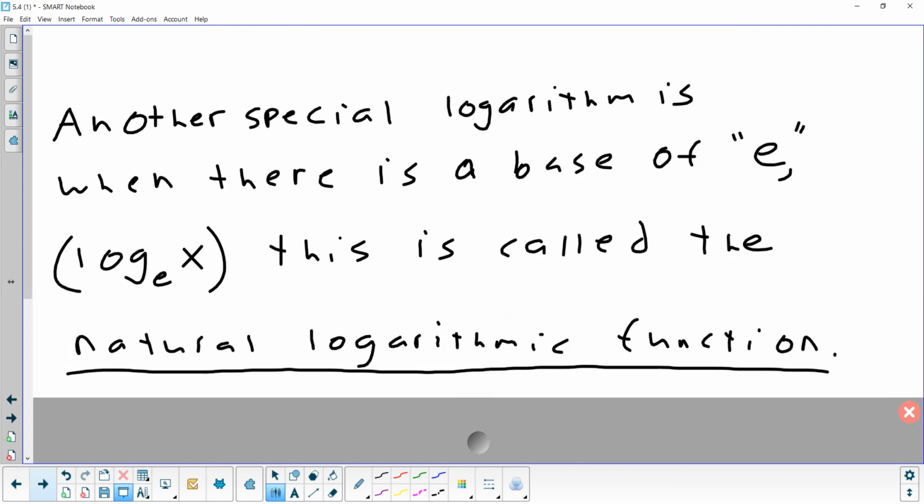So the other special log that we can have, we talked a little bit about this number yesterday. We didn't go into depth with it, but it's if you have a base of e. Anytime you have a base of e on a log, that is called the natural log. Common log and natural log are the only two logs that have a special name. Other than that, we just say a logarithm with a base of, and we just say the number.